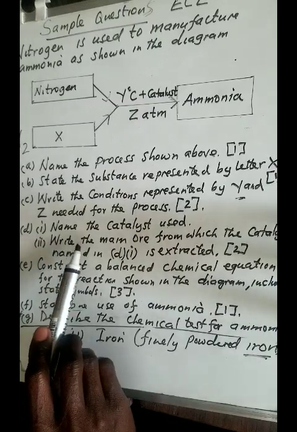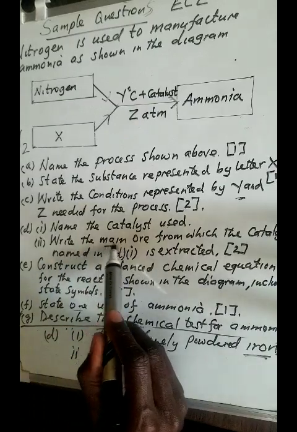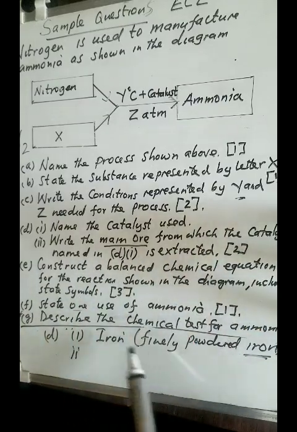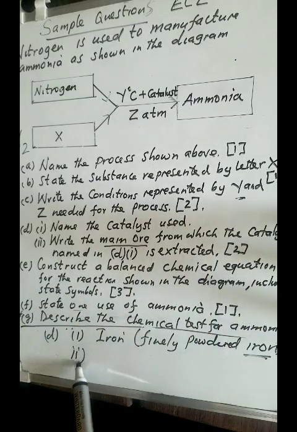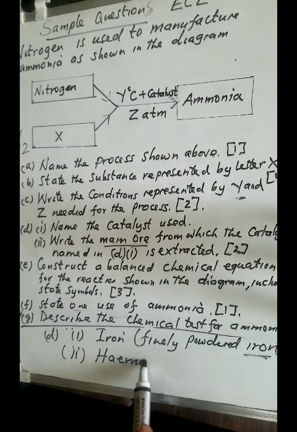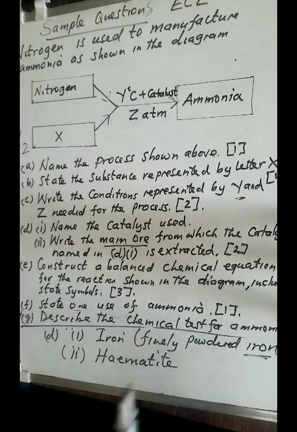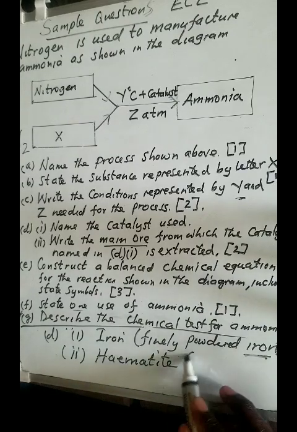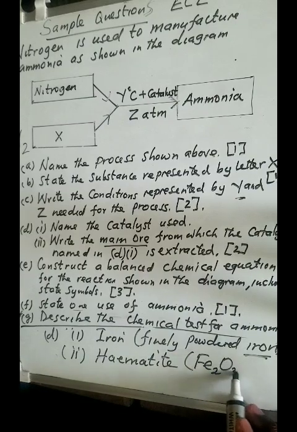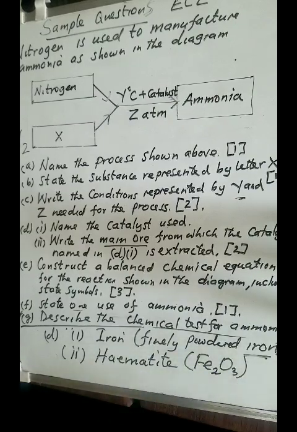Then D2 says, write the main ore. They are talking about the main ore from which the catalyst named in D1 is extracted. In other words, what is the name of the ore from which iron is extracted? Iron, like we said, is extracted from hematite. So that is what you need to remember. Hematite is a form of iron(III) oxide. So that is the hematite from which it is extracted.